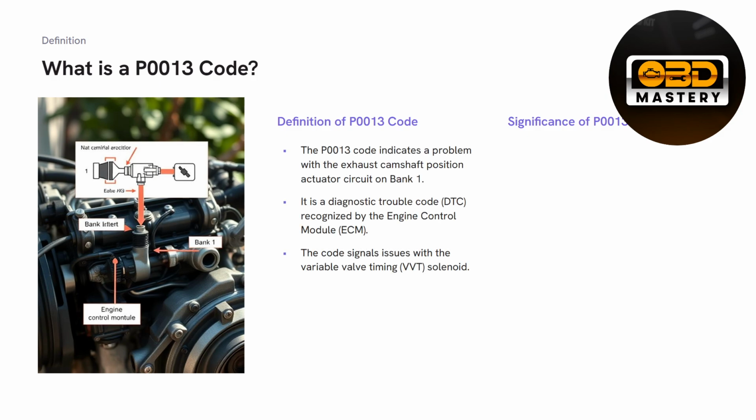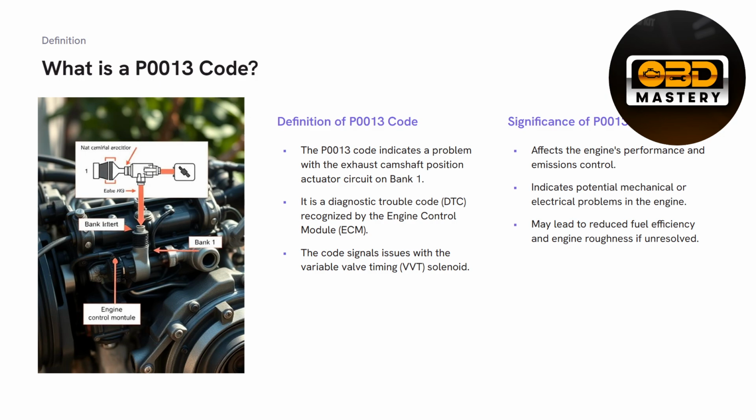Pretty much it just indicates that there is a problem with the exhaust camshaft position actuator circuit on Bank 1. It's a diagnostic trouble code recognized by the ECM, and the code signals that there could be something wrong with the variable valve timing solenoid as well. Basically, the significance of this code is that you can get affected engine performance and emission control. So if you notice that your car is smellier than usual, that is actually a symptom of this, indicating potential mechanical or electrical problems in the engine. It could lead to more trips to the gas station than usual.